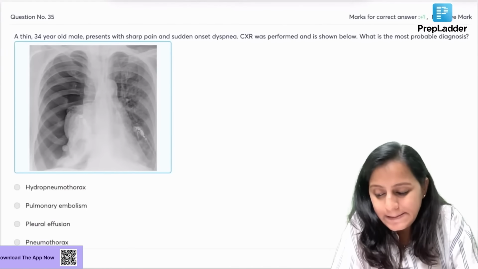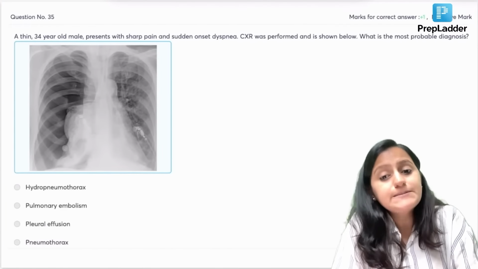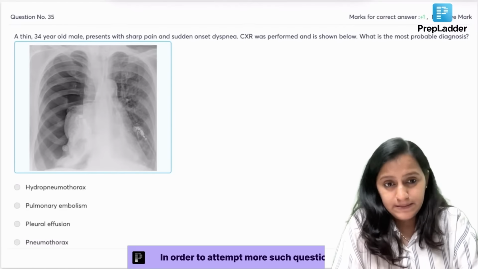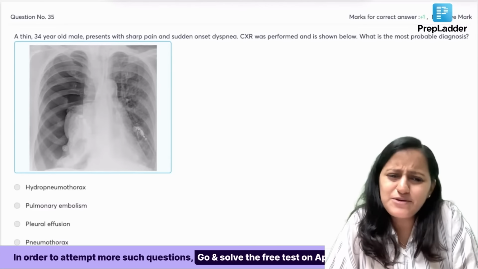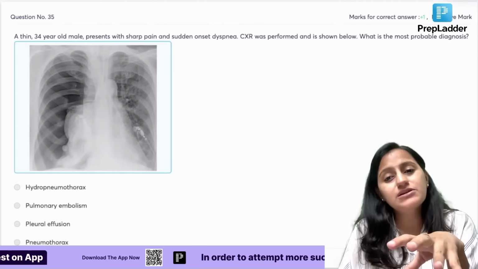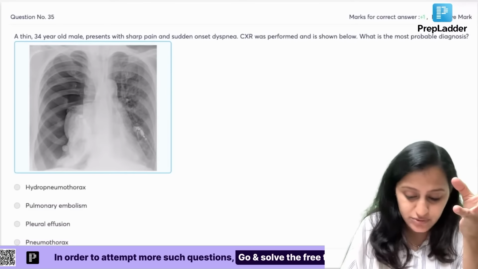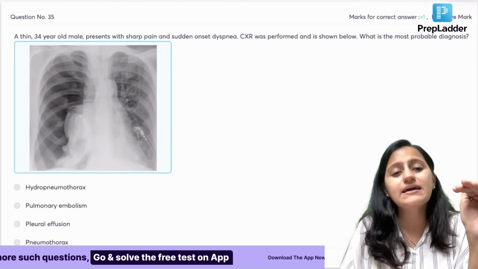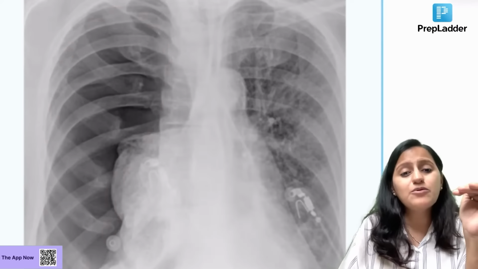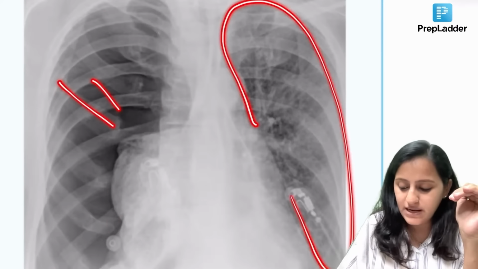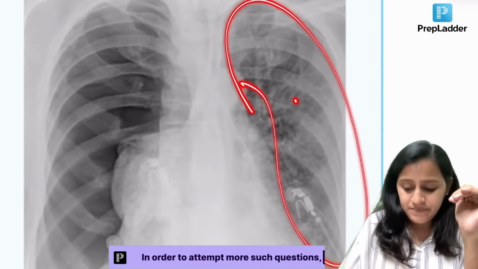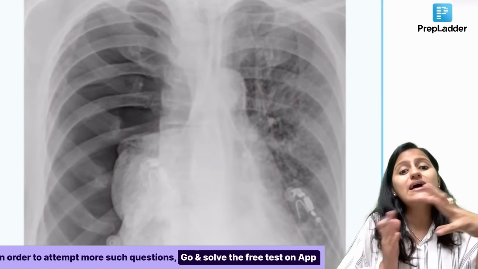Next one. What is the most probable diagnosis here? Start ruling out the options. Pneumothorax. Which side pneumothorax? Right side or left side? Very good. Pneumothorax is air in the pleural cavity. Air appears black. So you will see pneumothorax as the black area, a clear black area without any vascular markings. If you look at the normal lung, you can appreciate these white vascular markings. So this is the normal lung, while this is the pneumothorax, air outside the lung.